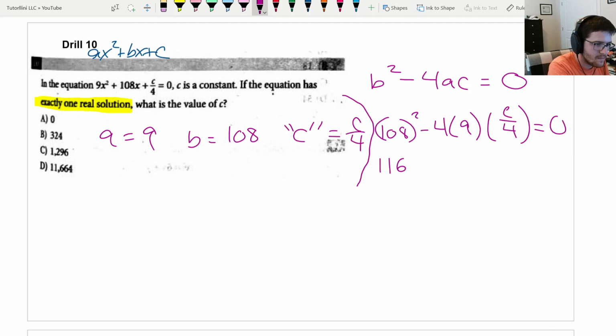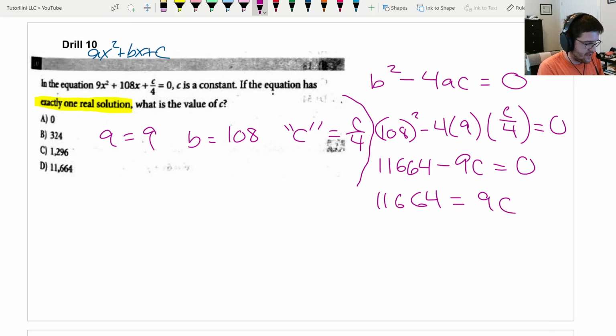1164. 4 times 1/4 is just 1. 1 times 9 is 9. So this would be 9c. I'm going to move the 9c over to the other side. And now I'm going to divide both sides by 9. And I get c equals 1,296.